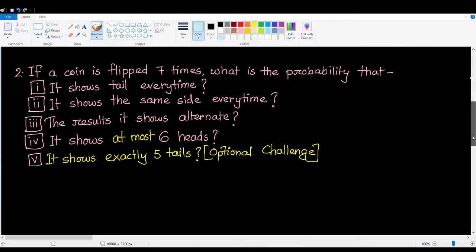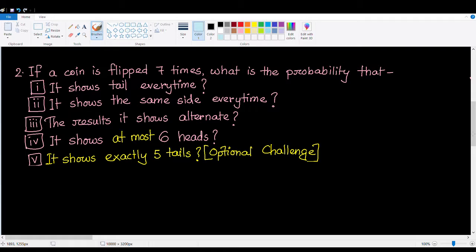Problem number 2. If a coin is flipped 7 times, what is the probability that it shows tail every time? You're flipping a coin 7 times, and the first question asks you to determine the probability that it shows tail every time. So all 7 times you want tail to come. All these 7 events are independent of each other, which is vital information that will help you solve this problem.